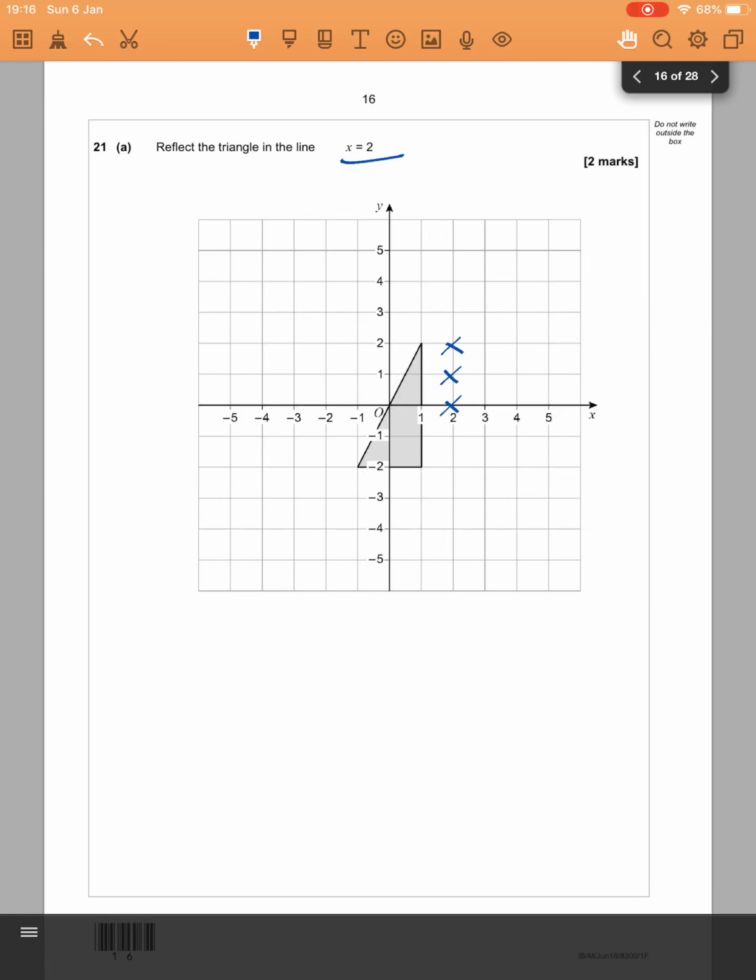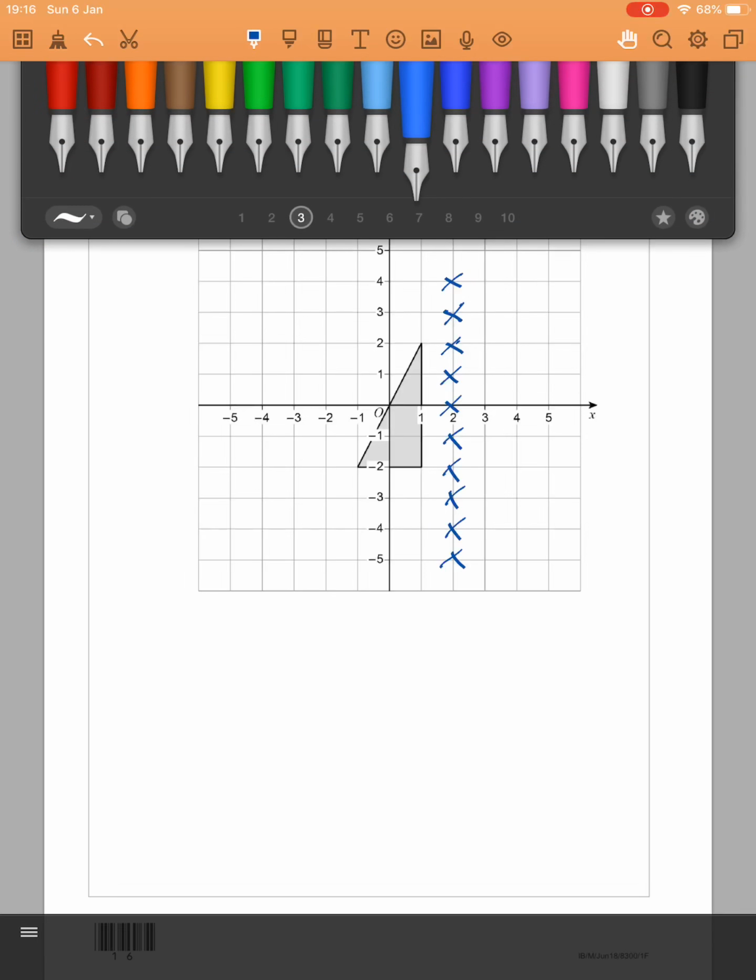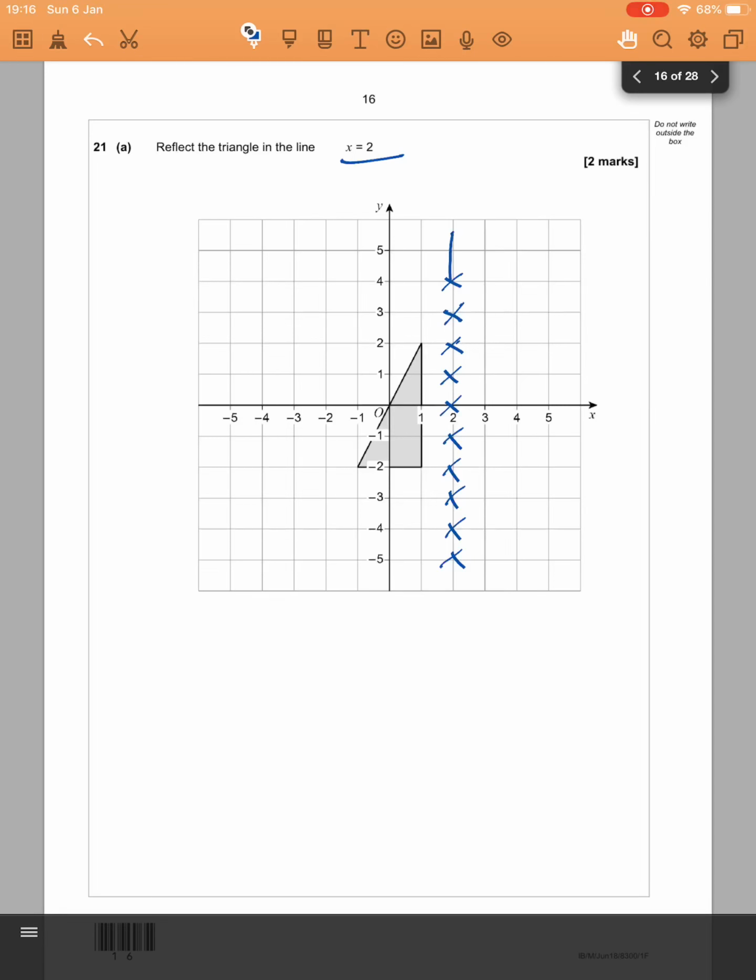This also has an x coordinate of 2, because we've gone 2 in the x direction, 2 in the y direction. 2 in the x direction, 3 in the y direction. So we can see here, all of these points have an x coordinate of 2. And that is the line that we need to draw our reflection in. So that's my mirror line, my reflection line. So now we just have to reflect that shape in that line.